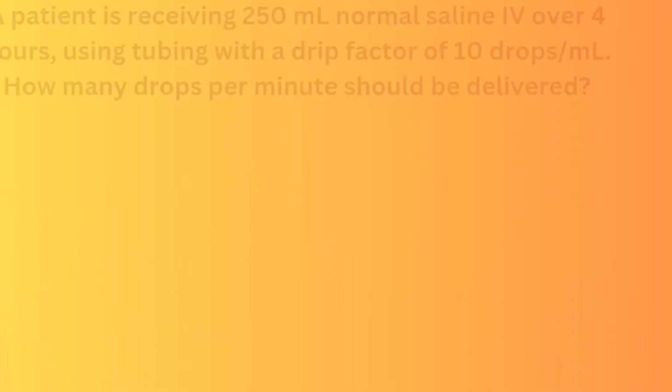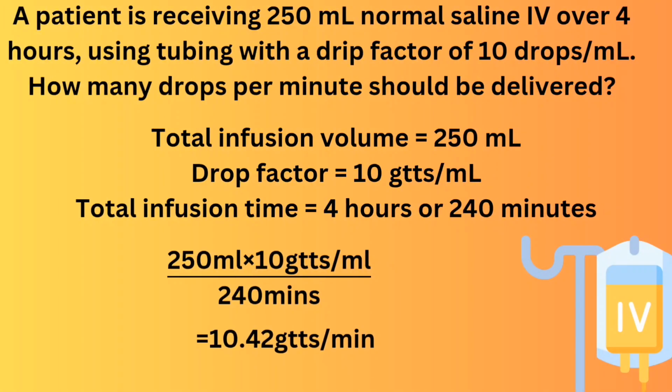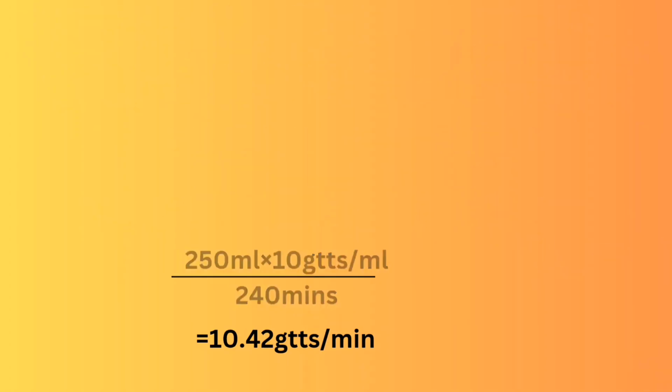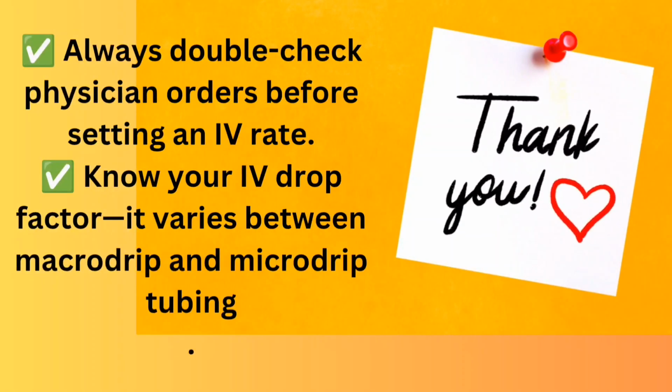Another example, patient needs 250 ml NS IV over 4 hours. Drop factor is 10 drops per minute. Calculate the drops per minute. In this, the total infusion time will be 240 minutes. So 250 into 10 divided by 240, that is 10.42 drops per minute.